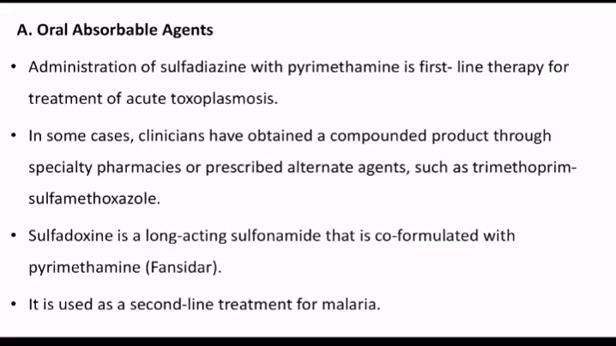When we come to clinical uses of an oral absorbable agent, administration of sulfadiazine with pyrimethamine is first-line therapy for treatment of acute toxoplasmosis. In some cases, clinicians have obtained a compounded product through specialty pharmacies or prescribed alternate agents such as trimethoprim-sulfamethoxazole. Sulfadoxine, a long-acting sulfonamide that is co-formulated with pyrimethamine, called Fansidar, is used as second-line treatment for malaria.